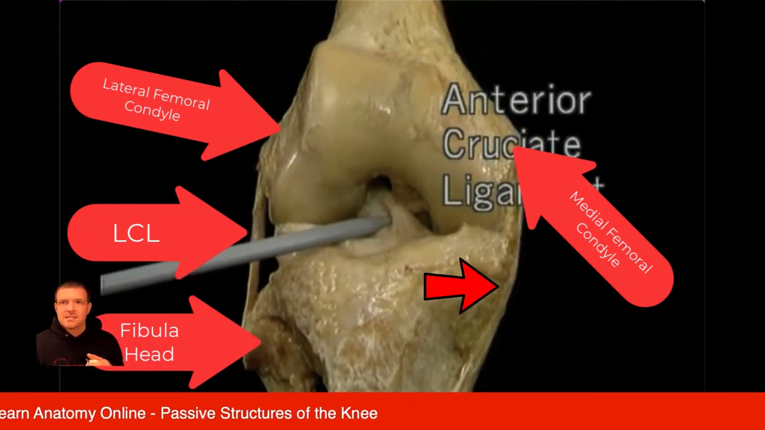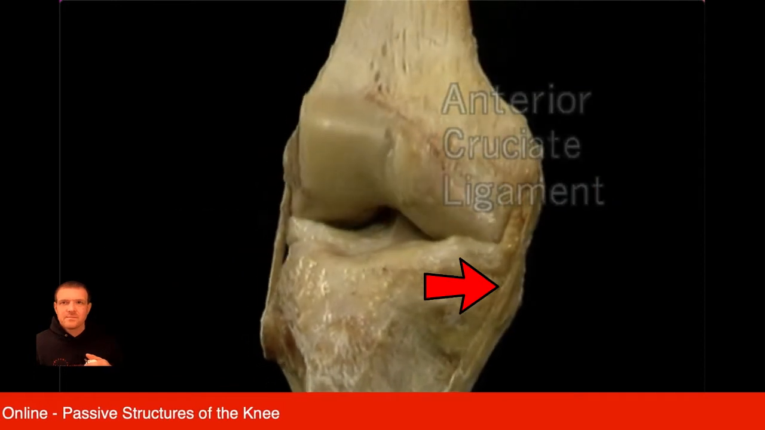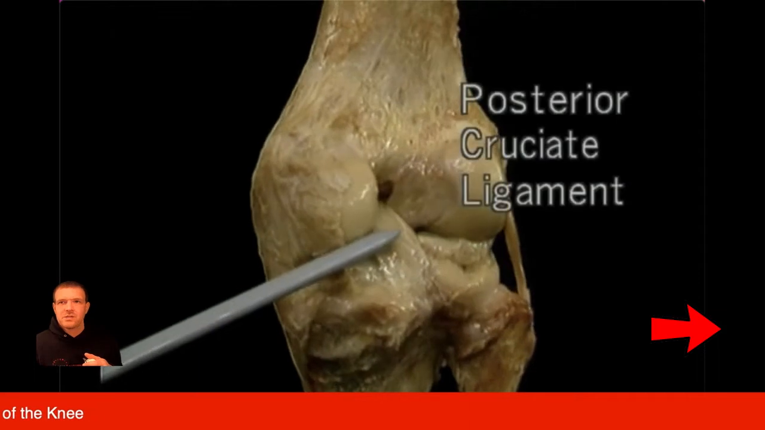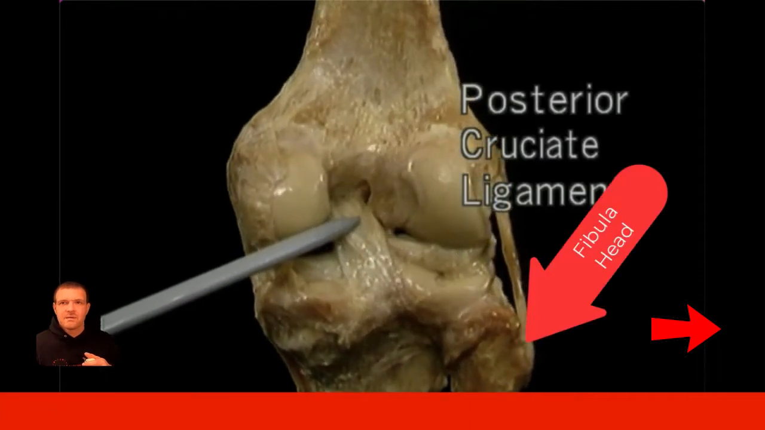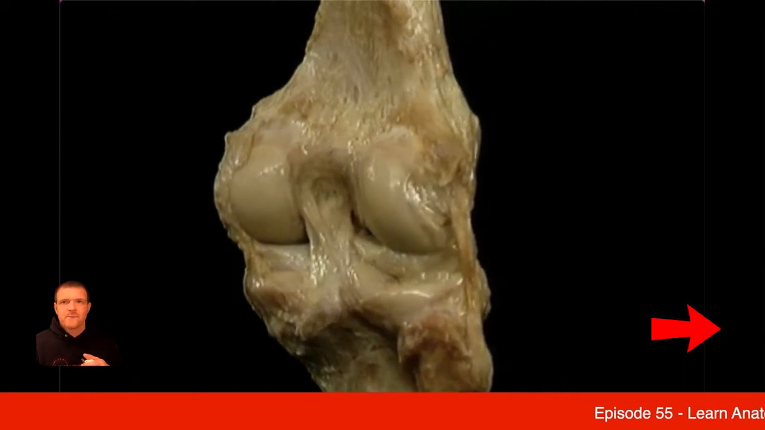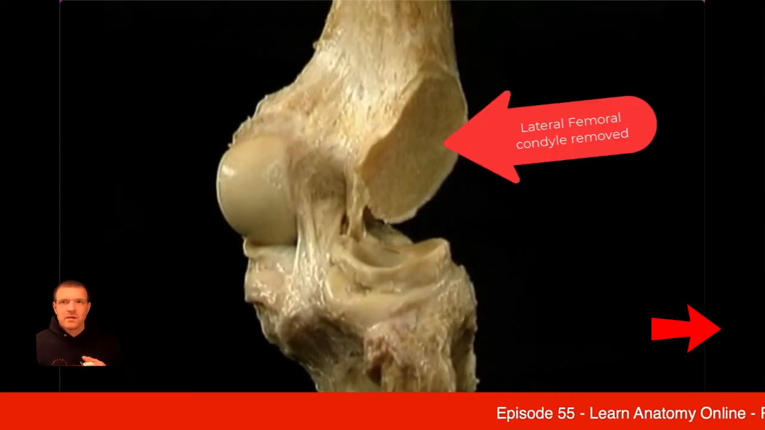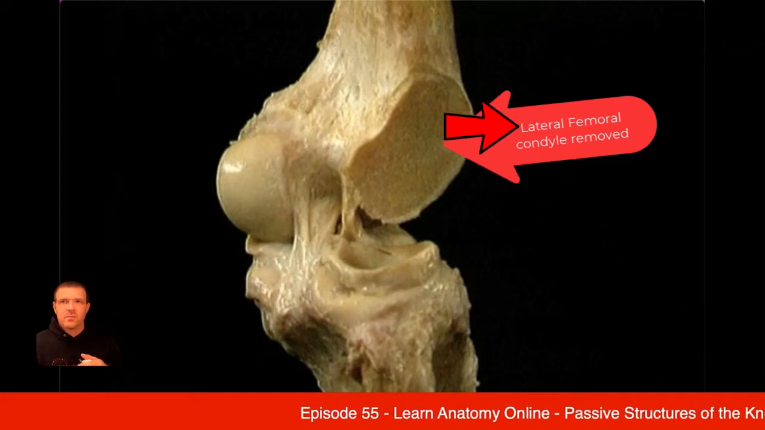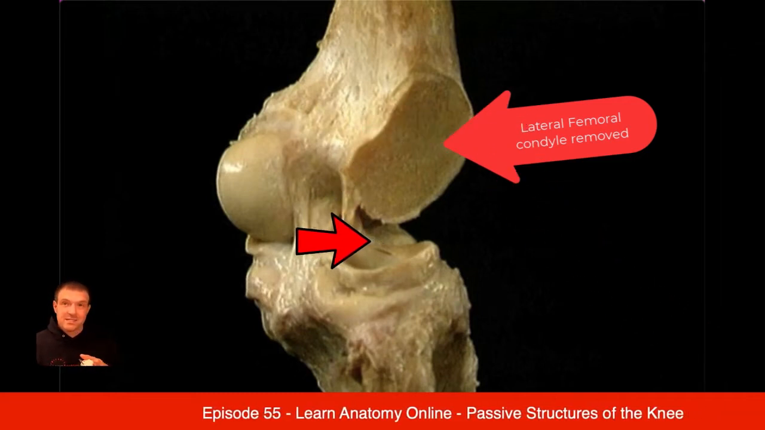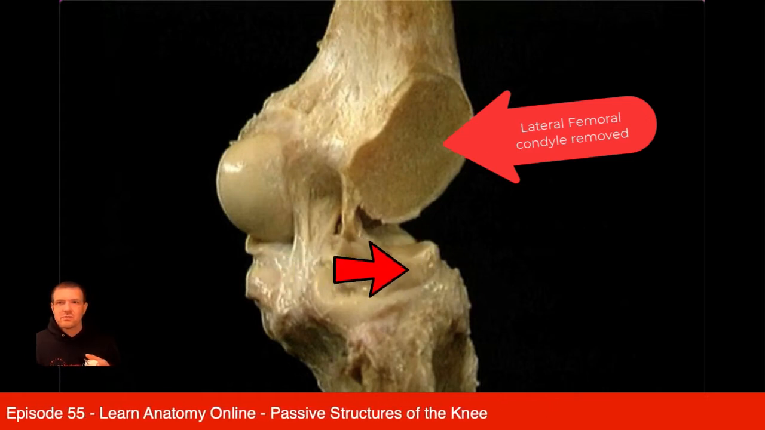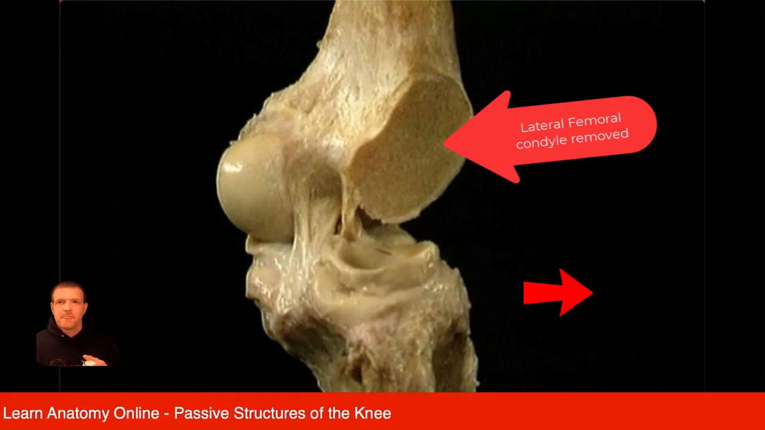So this is the inside of the joint we're looking at now. There's your ACL around the front. Just move that out of the way. And there's your PCL coming out around the back. Fibular head around the back. There's your LCL again. What they've done is taken away the lateral femoral condyle, so we can see inside the knee a little bit easier. So that there is your lateral meniscus.